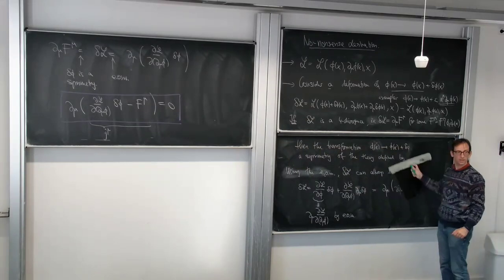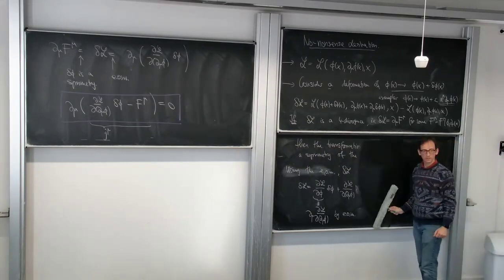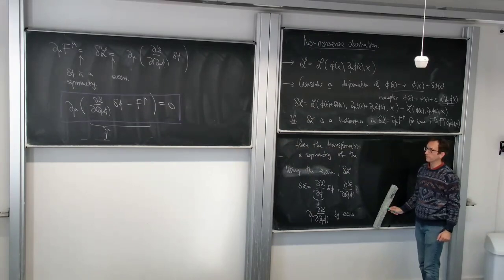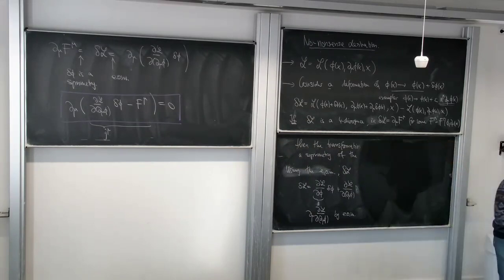Can I ask? I'm not fully sure that I understand the statement, because we started with saying: how do we find a transformation such that your variation becomes a divergence? Yes. And then we can use the equation of motion and then write the variation always as a divergence. Those are not the same statements. They're very different statements. And the second one seems very strong to me.